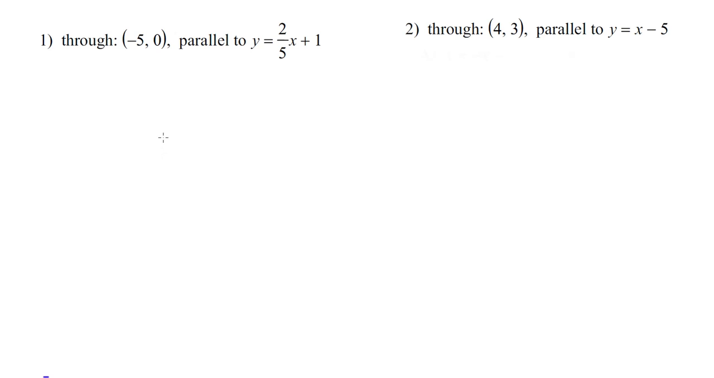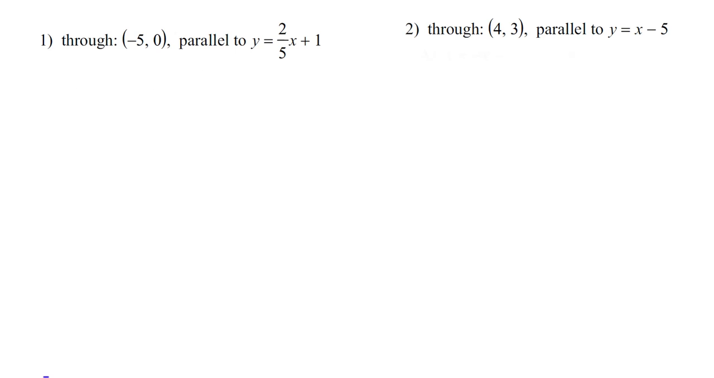In this video, we're going to review writing equations for parallel and perpendicular lines. First, let's talk about parallel lines. So we know that in parallel lines, the slope is the same. So we need to write an equation for a line parallel to this line, y = 2/5 x + 1, that passes through the point (-5, 0).